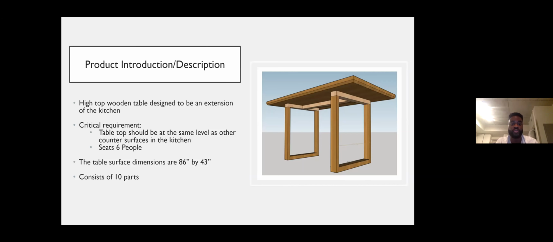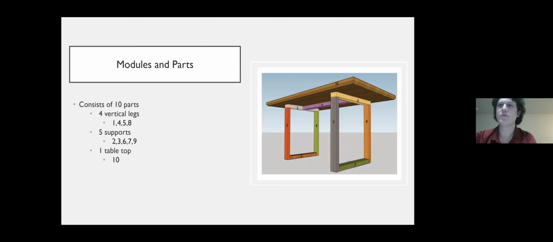Next slide, please. Our table is made up of 3 main assemblies. We have these 2 leg structures and the tabletop. And so we broke this up into 10 pieces. We have our 4 vertical legs, which are denoted as 1, 4, 5, and 8. We have 5 support structures, which are 2, 3, 6, 7, and 9. And then we have our tabletop, which is 10.